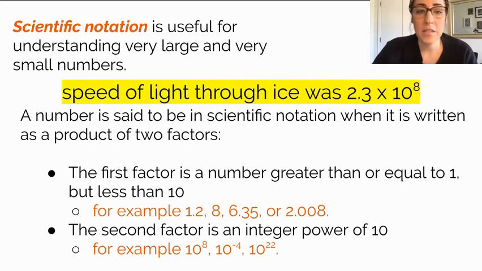So if we go back to that situation, the speed of light through ice was written as 2.3 times 10 to the 8th, we would call that scientific notation because that first factor is greater than or equal to 1, the 2.3, and it's less than 10. And the second factor is an integer power of 10, 10 to the 8th.